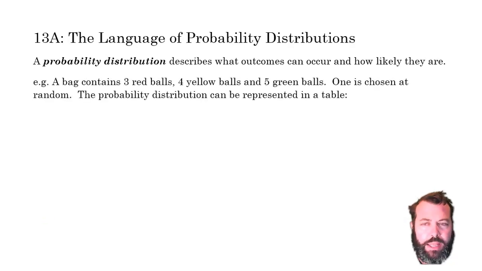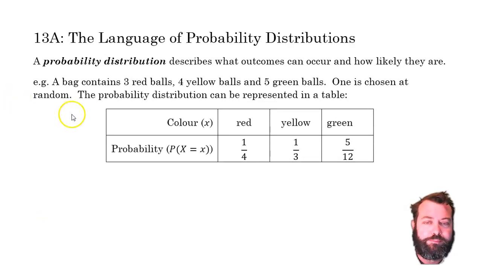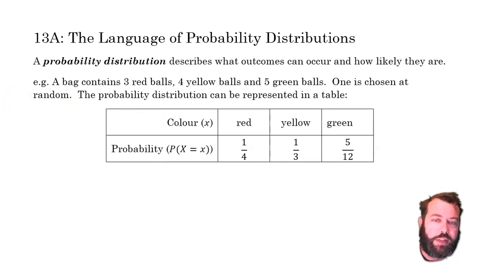So, here's an example. The bag contains 3 red balls, 4 yellow balls, and 5 green balls. One of these balls is chosen at random. And the probability distribution for this can be represented in a table. We're going to call the table the probability distribution. And this is it. So, the values that the result of that experiment can take on are red, yellow, or green.